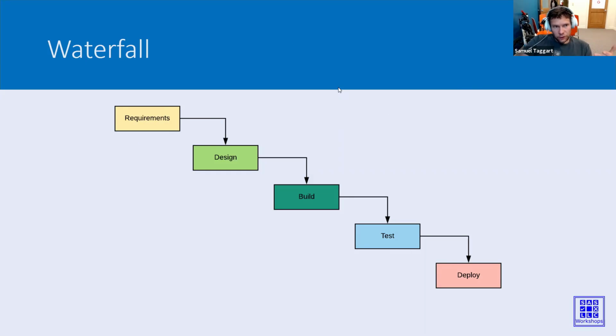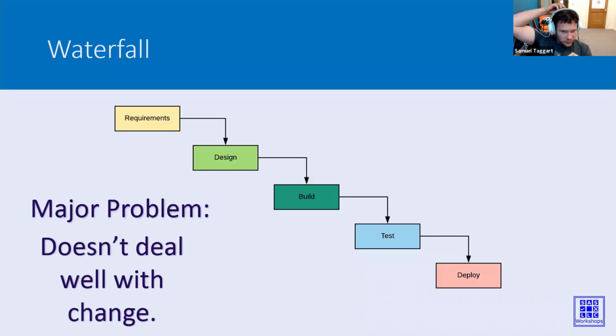So in the old waterfall model, we gather all our requirements, and then we move to the design phase, and we design the entire system, and then we build everything, and then we test, and then we deploy, right? And these are all separate steps, and they're all very segregated from each other. You're in one stage or the other, and the big problem with this is that it doesn't deal well with change.